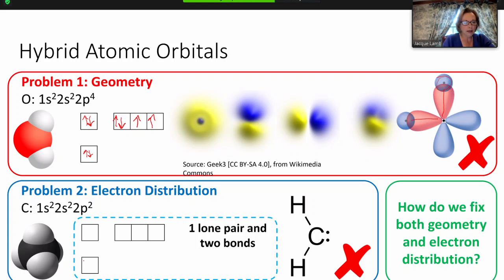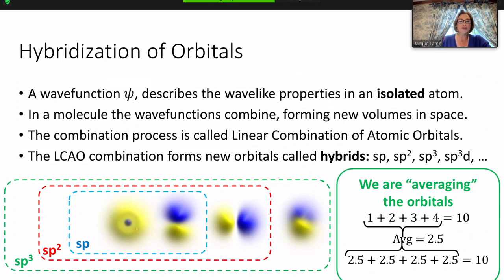If we look at the electron configuration of carbon, we have 1s2, 2s2, and 2p2. It looks like we would have two spaces to overlap with in these two half-occupied orbitals, but what happens with the others? We have 4 hydrogens, and it doesn't make sense how we're going to overlap 4 hydrogens with this atom. So we have an electron distribution problem, and we have a geometry problem, and we have to fix those. And so we introduced the concept of hybridization of orbitals.